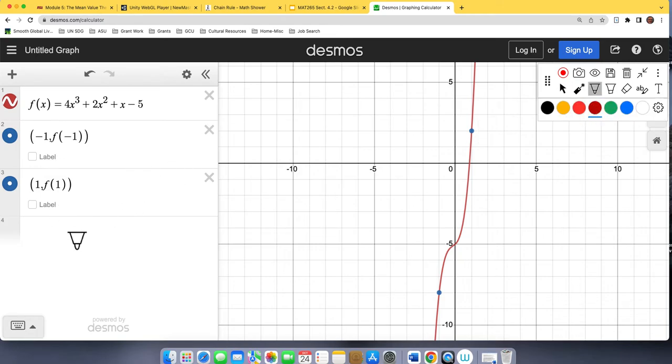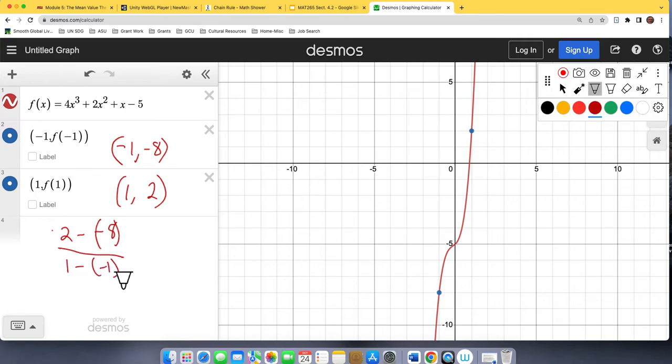I'll just do my work here. First we go about finding the slope. That's 2 subtract -8, y2 minus y1, over x2 minus x1. 2 plus 8 gives us 10, and 1 plus 1 gives us 2. So our slope is going to be 5.